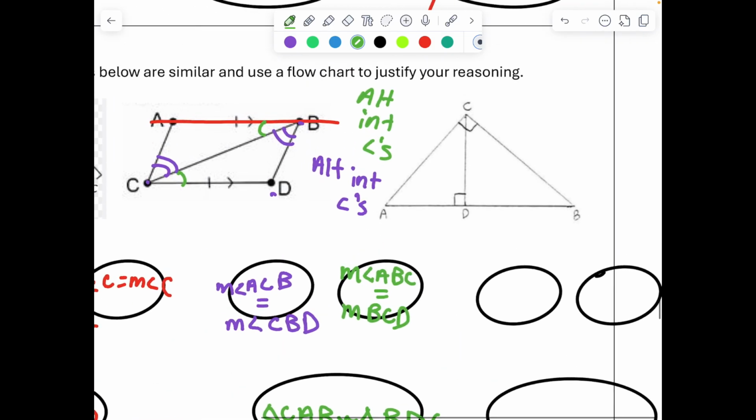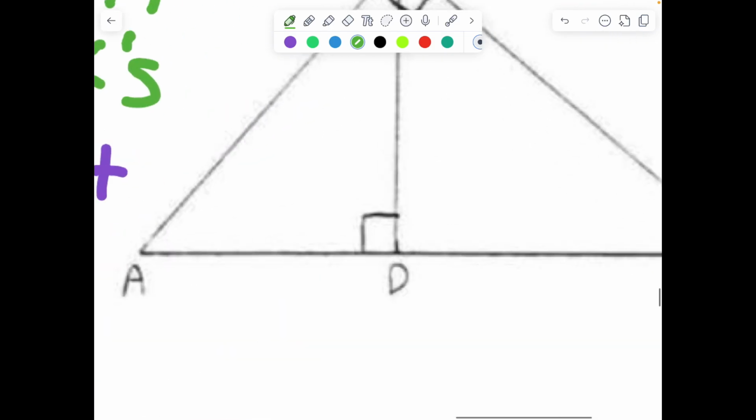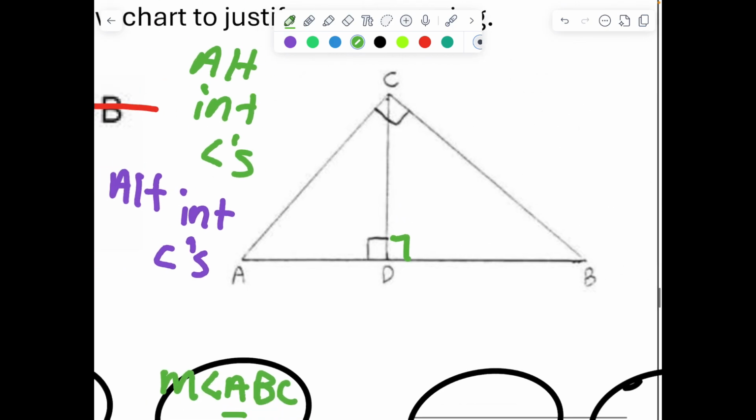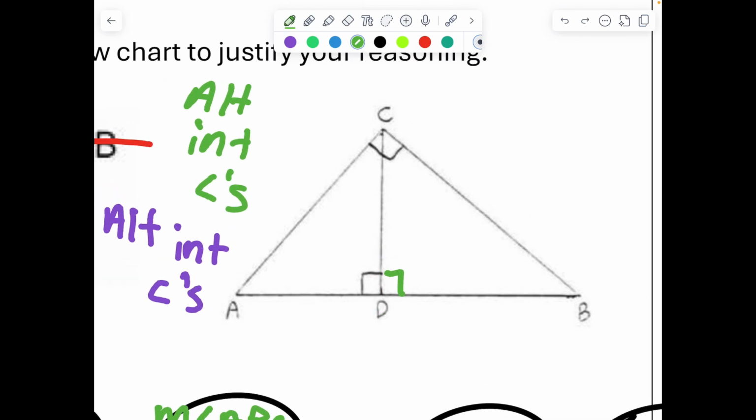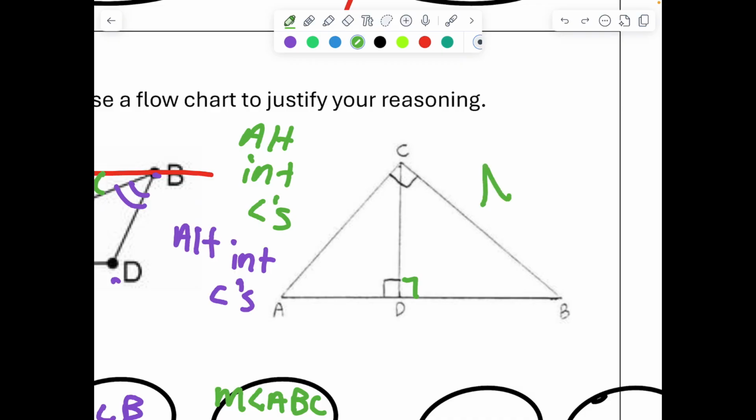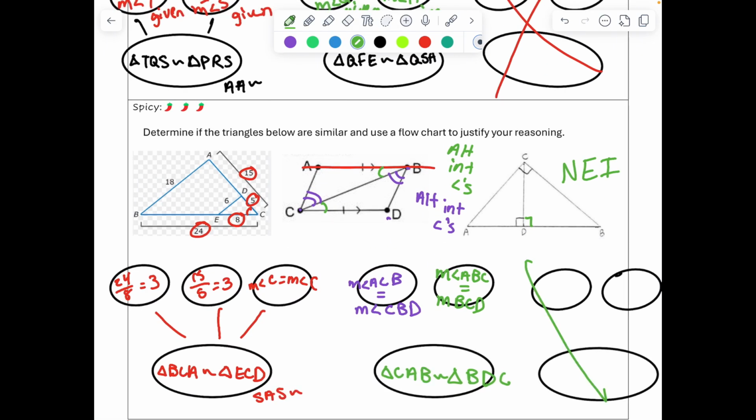And then finally, this one, we know this would have to be a right angle, so we've got a pair of equal angles. Here, though, we're not sure that this splits the 90-degree angle evenly, so we can't say that these two angles are the same. And we don't have any other information, so this one is also not enough information to say that they're similar.